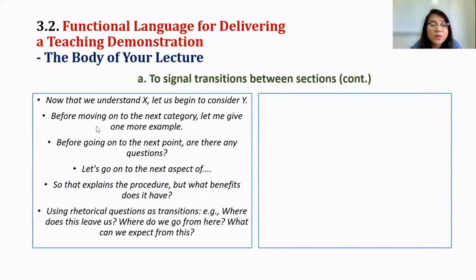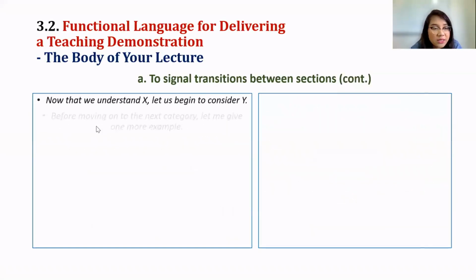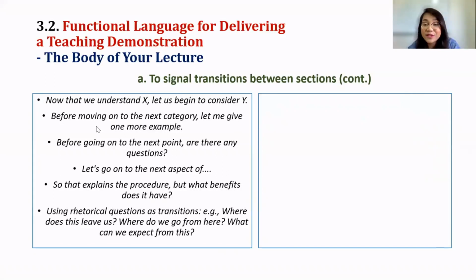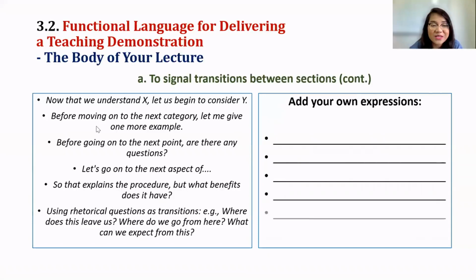Where does this leave us? Where do we go from here? And what can we expect from this? A lot of examples, right? Let me show you once more. We have 1, 2, 6, 7, 8, 9, 10, 11, 12, more than 12. Now, please add your own expressions.